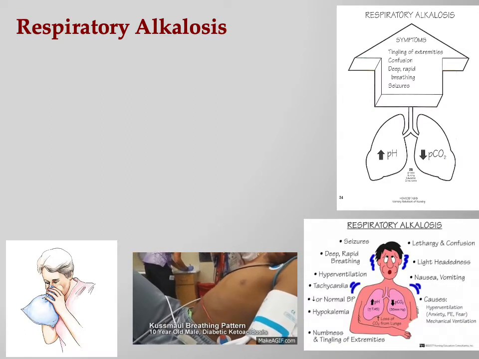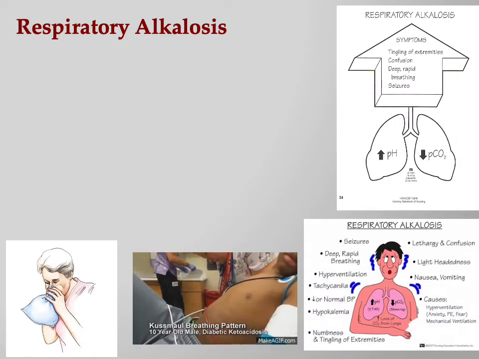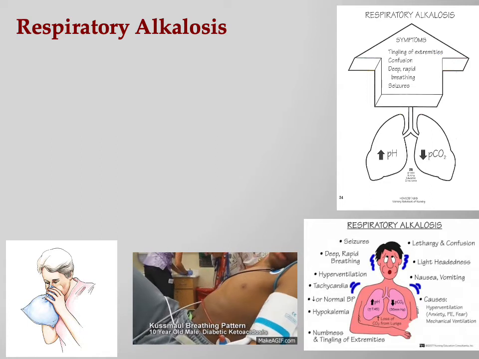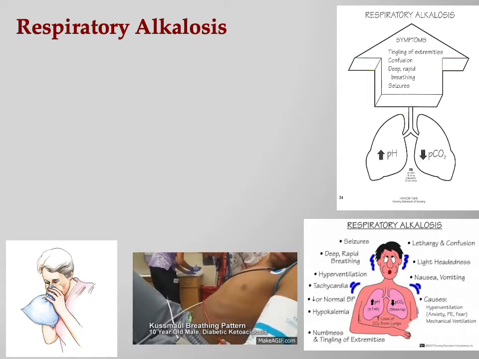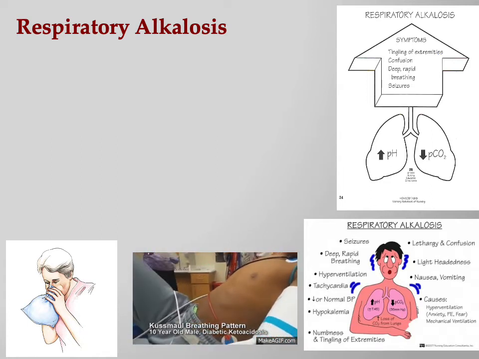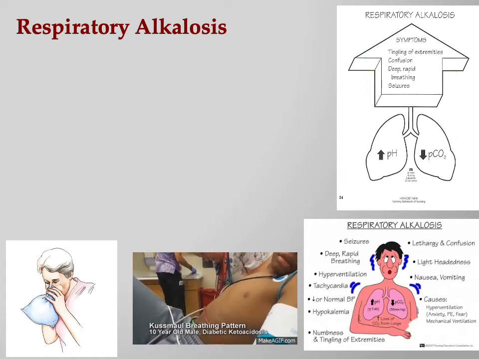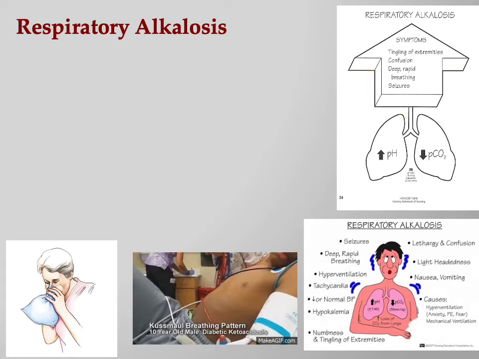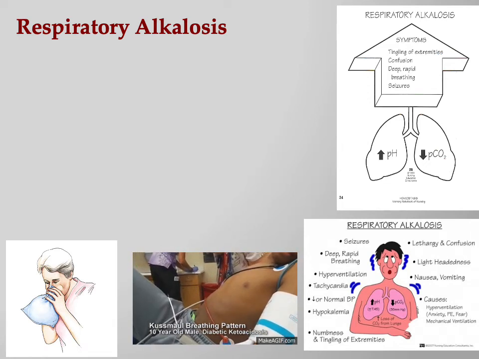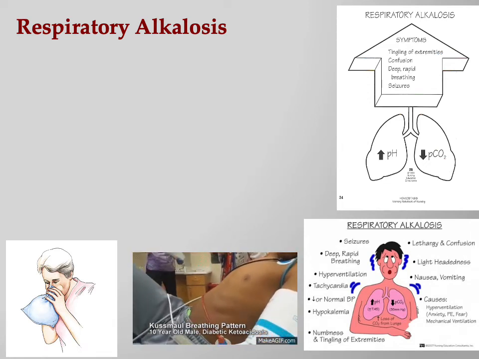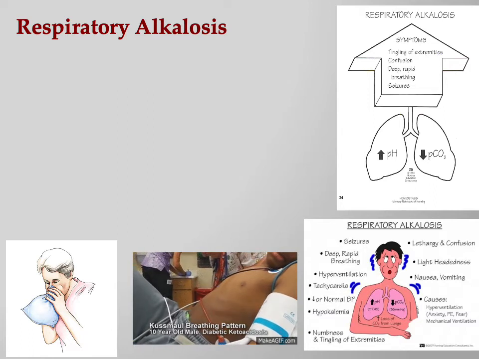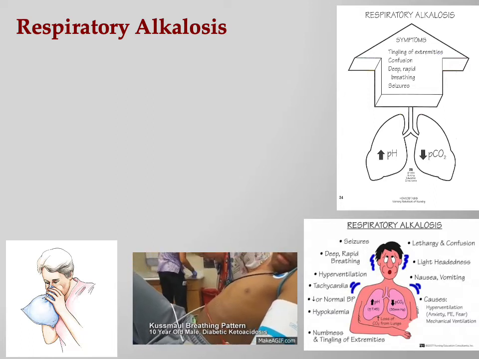All right, let's look at the opposite, respiratory alkalosis. So now what we're looking at is a state of alkalosis that is caused by the respiratory system. So remember, what's alkalosis going to be? That's going to be a blood pH greater than 7.45. And if it's caused by the respiratory system, what would that mean? That means that they're hyperventilating. They're breathing more than 20 times per minute.